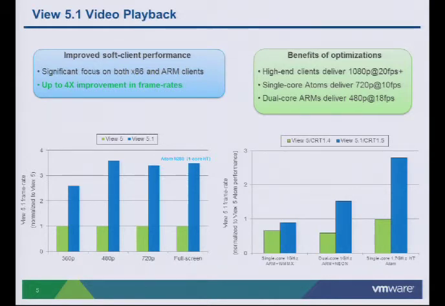So again, just to stress the magnitude of the benefits that we see with View 5.1, I draw your attention to the bottom right. Here we have the performance uptick for a variety of different thin clients. And here, if we compare a very low-end ARM, basically a 1 gigahertz single-core ARM processor running View 5.1, with the performance of a single-core hyper-threaded 1.7 gigahertz Atom running View 5, you can see they're now roughly equivalent. So that gives you some sense of the magnitude of the performance increase that you can get by switching to the View 5.1 soft clients.